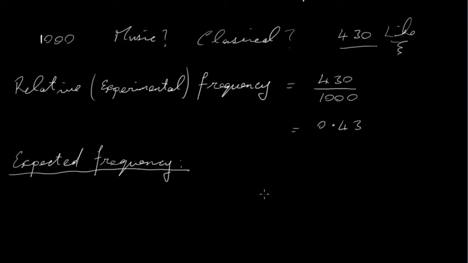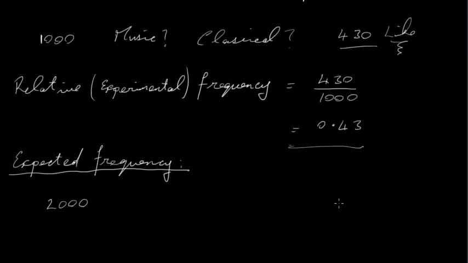So if we take our music example up here, we asked 1,000 people, do you like classical music? And we found 430 like classical music. So 430 divided by 1,000, or 0.43 of the 1,000 people liked classical music. That was our relative frequency. Now our expected frequency, we can possibly use this. So if we go out again and ask another, let's say 2,000 people, do you like classical music? How many people would I expect to like classical music?